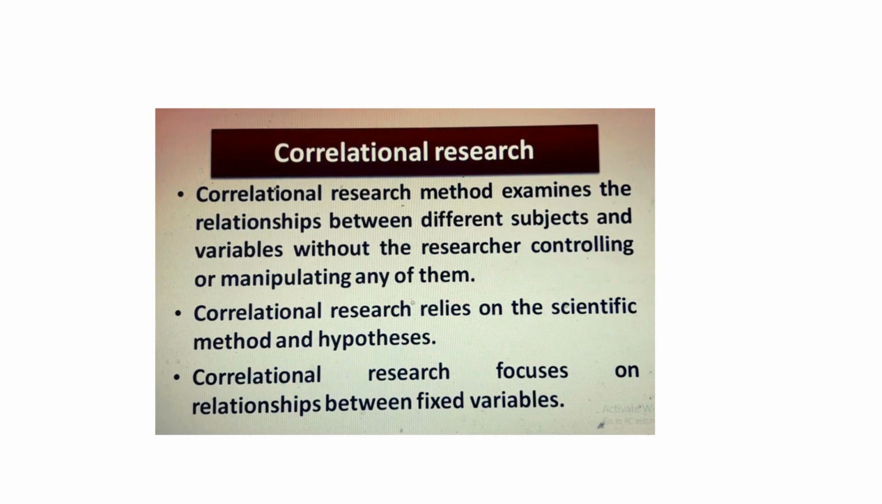Moving next, we have correlational research. The correlational research method examines the relationships between different subjects and variables without the researcher controlling or manipulating any of them. Correlational research relies on the scientific method and hypothesis. Correlational research focuses on relationships between fixed variables.